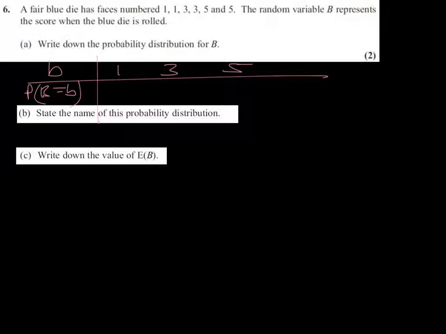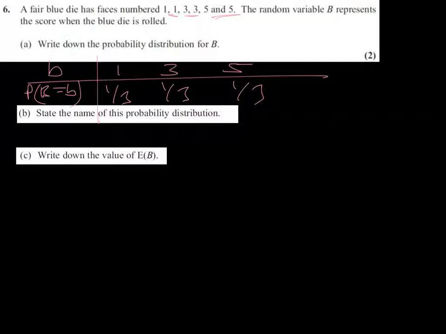So in our probability distribution table here, we've got the particular value b. So b can either be 1, 3 or 5, so that's what we've got here, and then we need to figure out the probability that each of those occurs. There's two ways you can get 1, 6 in total, so the probability is going to be a third, and as you can see that's going to be the same for all of those. So that's all we need to do for part A.